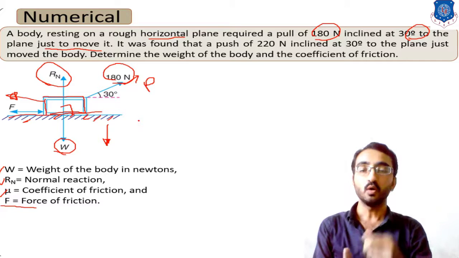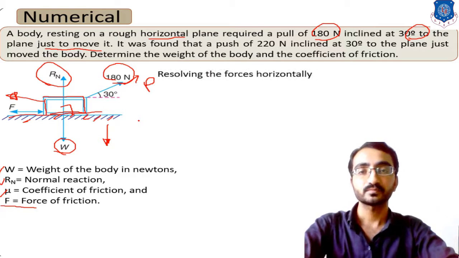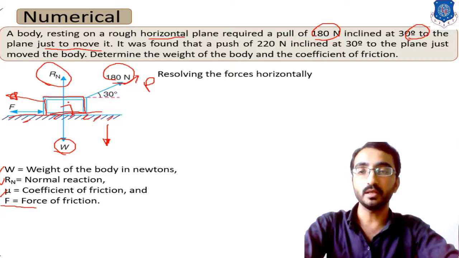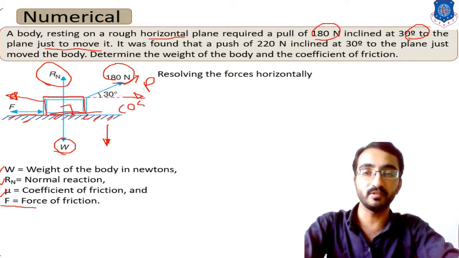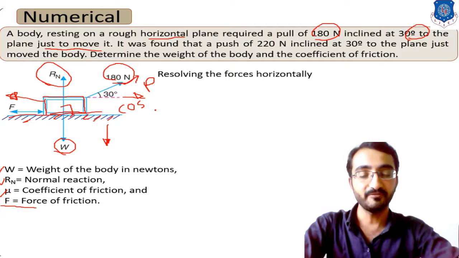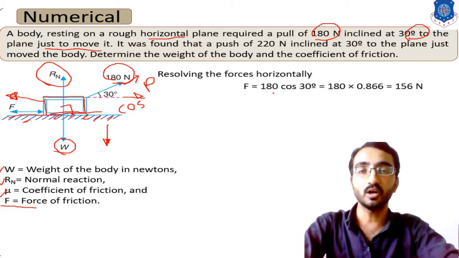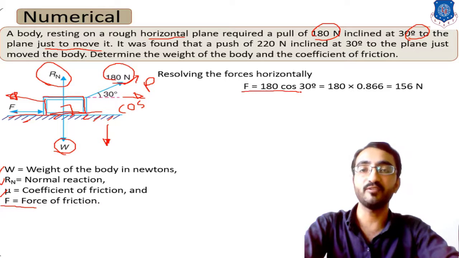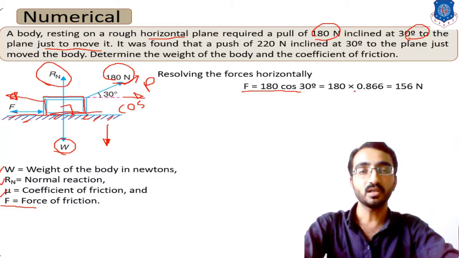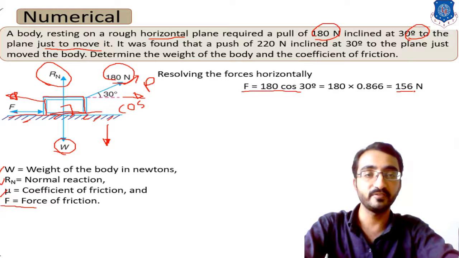Okay, so to solve this numerical we have to consider the horizontal and vertical equilibrium one by one. For the first case, let's resolve the forces in the horizontal direction. If you consider this 180 Newton force, we can obtain two components. The first, the horizontal component, is cos alpha. So the cos component will be horizontal. We can say that the frictional force F is equal to 180 cos alpha, or 180 cos 30 degrees. That will give us the value of 156 Newton.